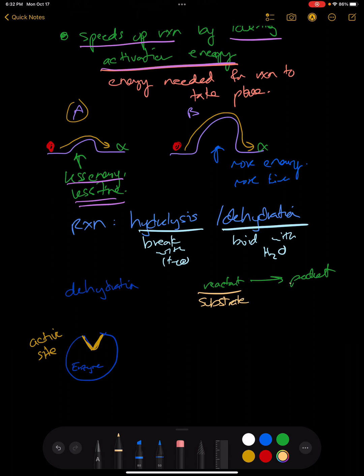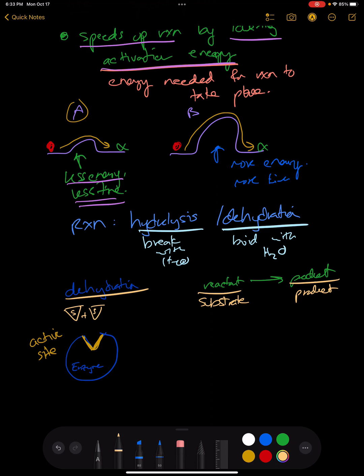Substrate. And then the products, these are still going to be a product. And so over here, this is my enzyme. So, what am I doing? Dehydration, I'm building. So then this is my substrate, and this is my substrate. And the entire goal is to get these two to come together. So I want to build something.